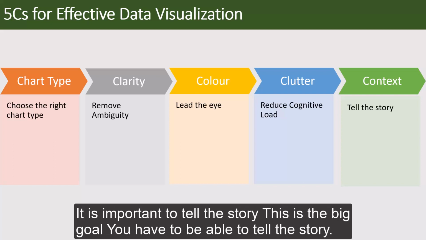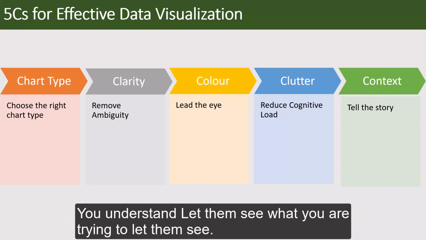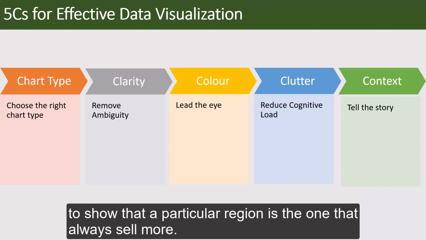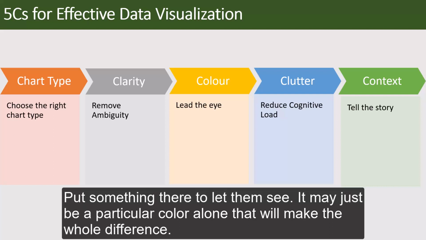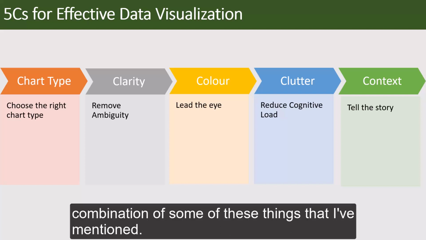And context. It is important to tell a story. This is the big goal. You have to be able to tell the story. Let your audience see what you are trying to let them see. You understand? Let them see what you are trying to let them see. Sometimes you may show, but they don't see. So you need to put a context to it. If you are trying to show that a particular region is the one that always sells more, put something there to let them see. It may just be a particular color alone that will make the whole difference. It may be size, it may be spacing, it may be a combination of some of these things that I've mentioned.